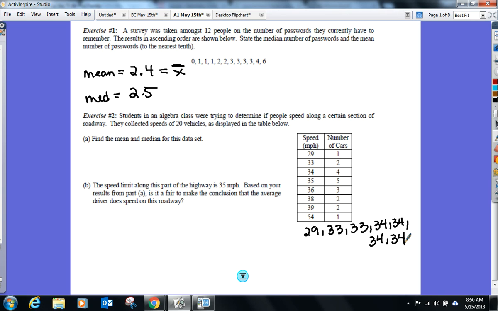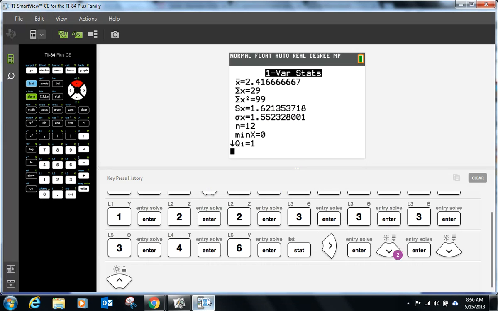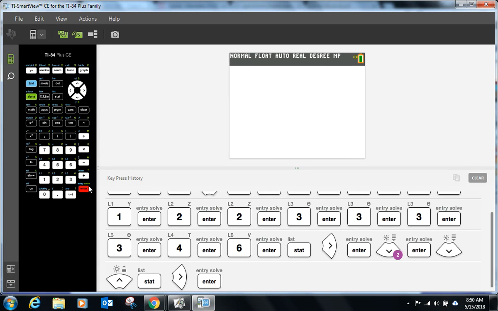Okay? Now what we're going to have to do, one list won't cut it anymore. I'm going to have to put all this into 2 lists. All right? List 1 for my speed, and right next to it, list 2 will be how many cars travel that speed. So let's go back to the calculator, go back to your list, stat edit, clear out whatever's there.